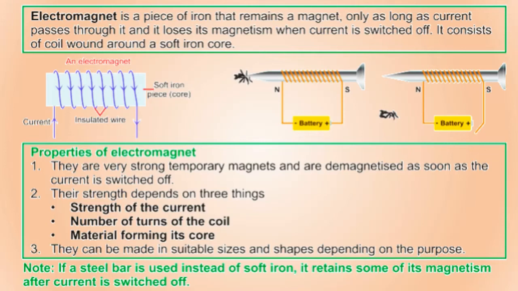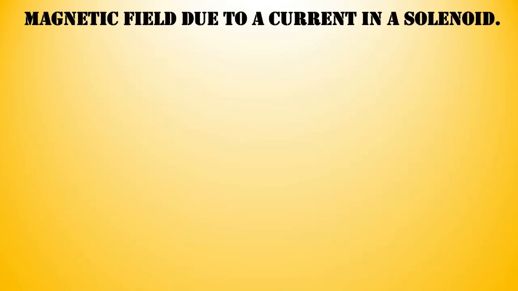They can be made in suitable sizes and shapes depending on the purpose. And remember, if you are using a steel bar instead of soft iron, it will exhibit the properties of magnetism for a bit longer time as compared to normal iron. Alright, so I hope electromagnetism is clear to you all. This brings us to another part, that is magnetic field due to a current in a solenoid.